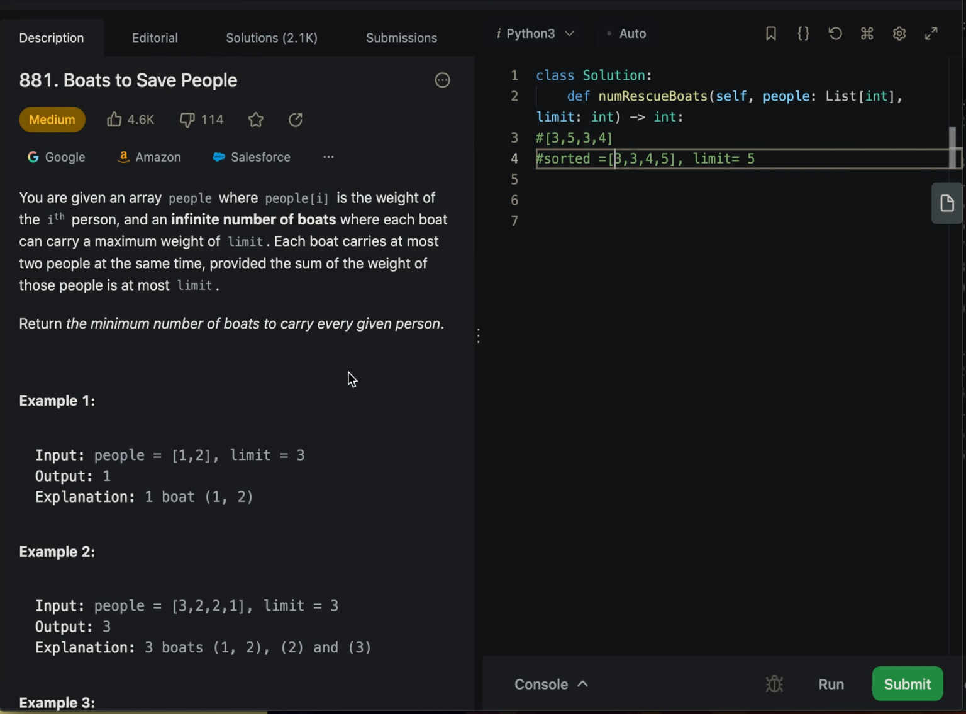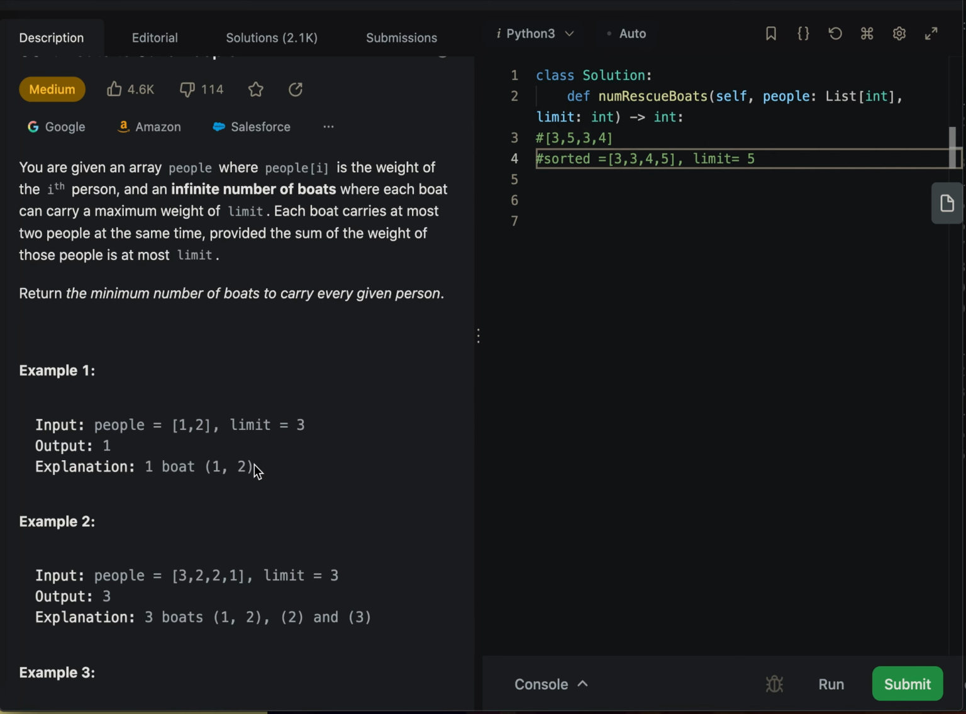Okay, let's get started. The problem gives us the people array, which consists of the weight of the people. The ith number is the weight of the ith person, and we have an infinite number of boats, but each boat can carry only a maximum weight, which is given as the limit. So each boat can carry only a weight of three here, right? And they ask us to return the minimum number of boats required to carry all the people.